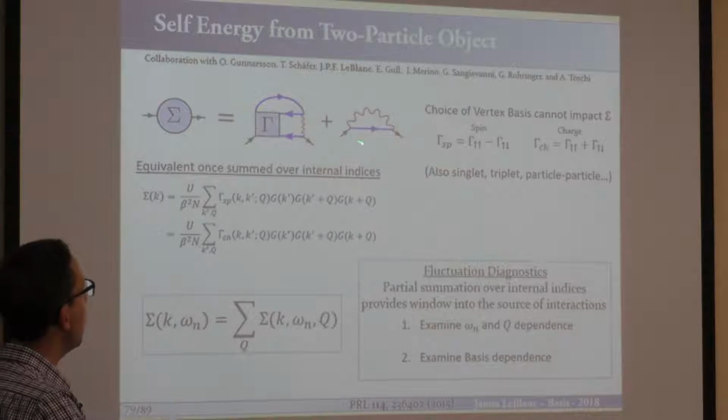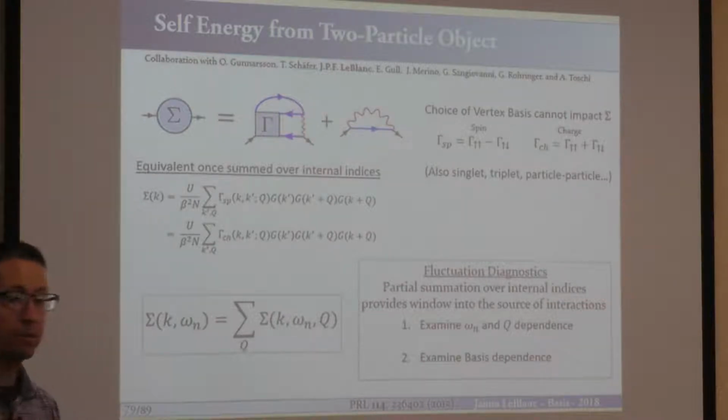Okay? And we know that when we perform all the internal summations over this gamma object, we have different basis representations for that gamma object. But we know when we perform all those internal summations that the choice of basis cannot impact the self-energy, because the self-energy does not have a spin basis or a magnetic basis or a particle-particle basis. Okay? It is a single particle object.